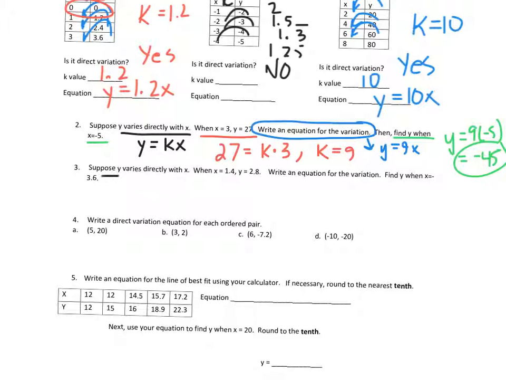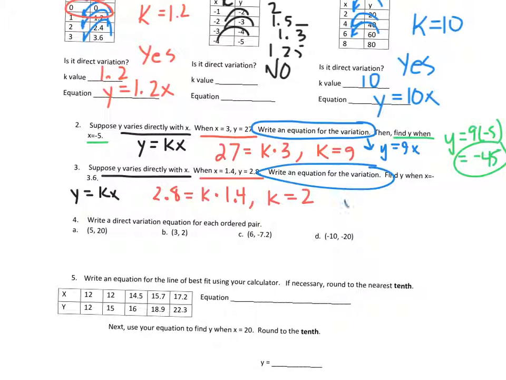So the process is you want to write a general equation, y equals kx. You want to use the information to solve for k. So 2.8 equals k times 1.4. So k is 2, so my equation is going to be y equals 2x. And then find y when x is negative 3.6. So I'm going to do y equals 2 times negative 3.6. So that's negative 7.2.